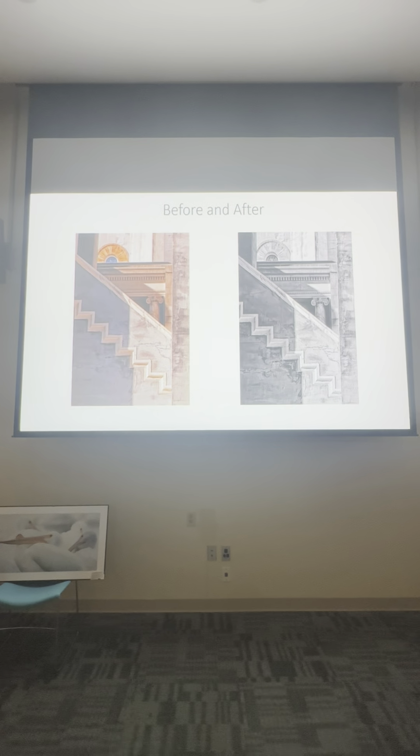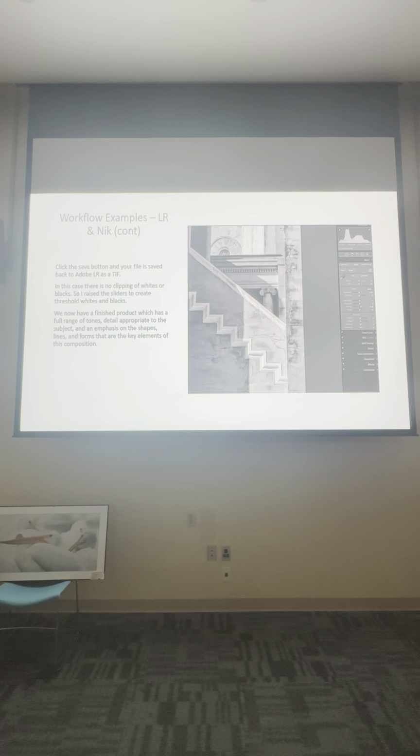Okay, yeah, so you click the save button, and your file goes back to Adobe Lightroom. You come back in Adobe Lightroom with this photo selected. There was no clipping of the blacks and whites when I came back, so I added just a little bit to give it a full tonal range. Most of my photos, I try to go for a full range, black to white, and a bunch of shades of gray in between. And that's what I mean by a full tonal range.